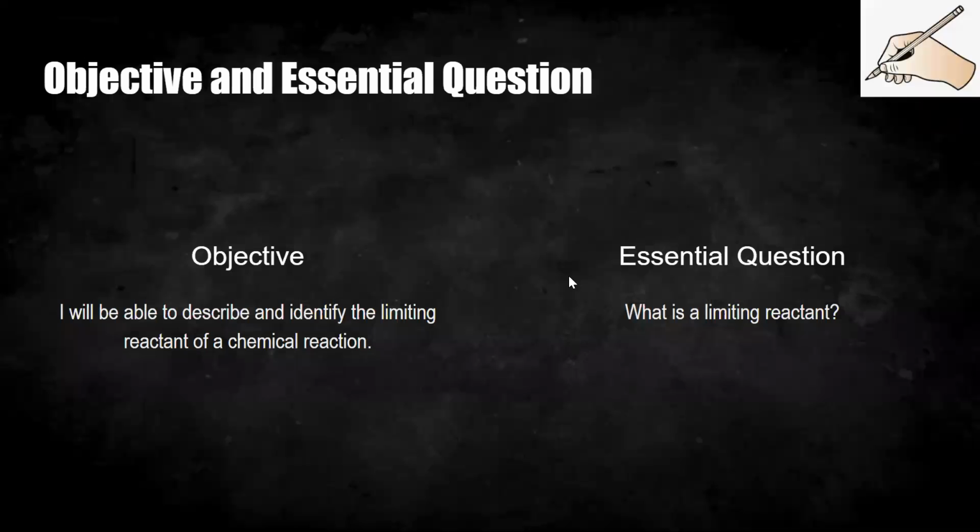So now that we've gone over the topics of stoichiometry and percent yield, let's talk about limiting reactants. Our objective and essential question for today are to be able to describe and identify the limiting reactant of a chemical reaction. And the essential question, again, you all should try to read through your notes and answer in your summary after watching this video is, what is a limiting reactant?